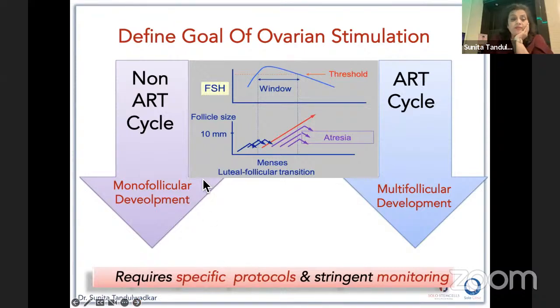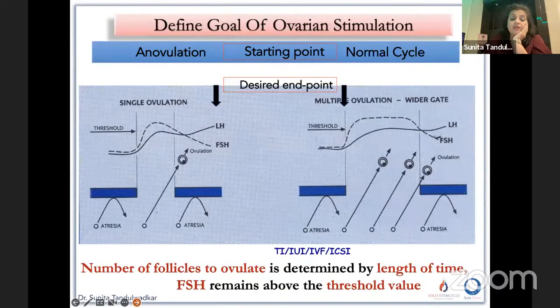Now understand one thing. In non-ART, we want one follicle to grow, while in ART, multiple follicles. So we need very specific and stringent monitoring. You can never give injections or tablets by information on a phone. Now, once you define the goal, ovulatory or normal cycle, the starting point is to remember one important thing, the threshold concept.